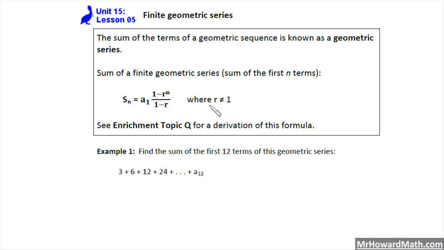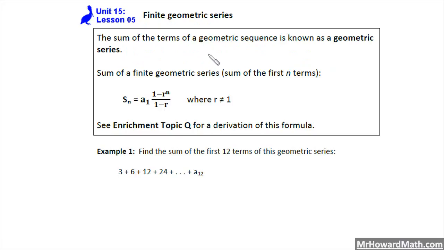In this video, we'll be looking at finite geometric series. In the last video, we looked at arithmetic series. So this video will be finite, and next video will be infinite geometric series. The sum of the terms of a geometric sequence is known as a geometric series.